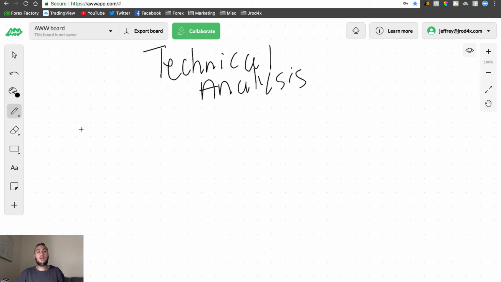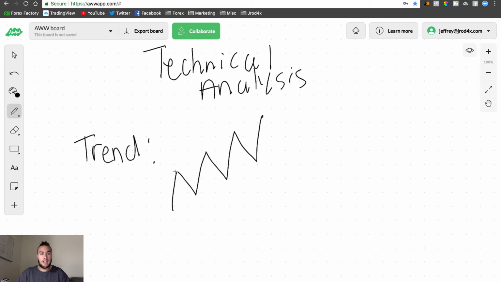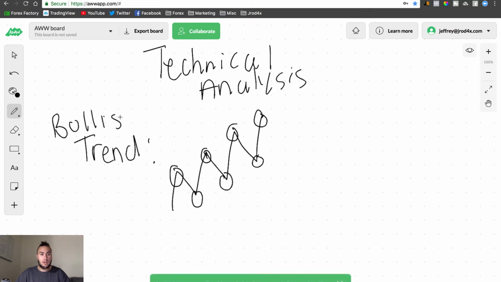So I trade based off of pure price action. If you're someone who's going to use technical analysis in your trading, then one of the most important things you need to look for is the trend. What is the trend of the market? Is it making higher highs and higher lows? So you have a high, low, higher high, higher low, higher high, higher low, higher high. This would be a bullish trend. So uptrend, bullish trend, that's how you would identify this here.